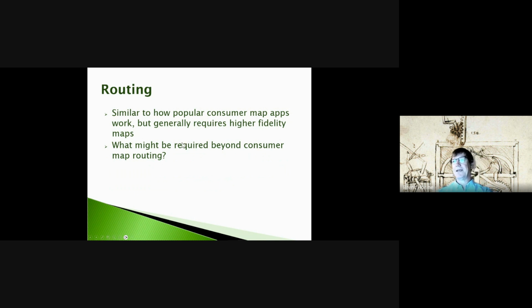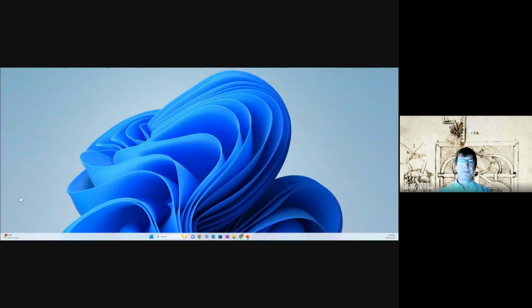This is similar to how popular consumer map apps work, but generally requires higher fidelity maps. So here's that question: what might be required beyond consumer map routing? Let me see if I can take a look at the responses. Oh, we got 6 responses. That's not bad.